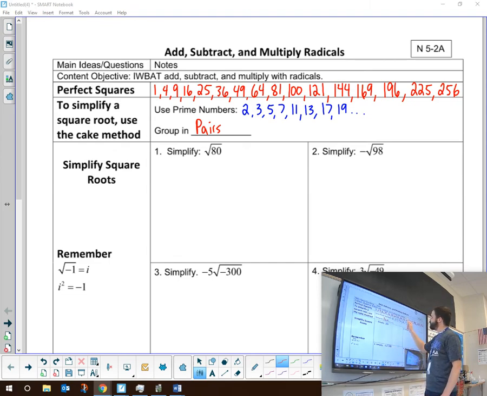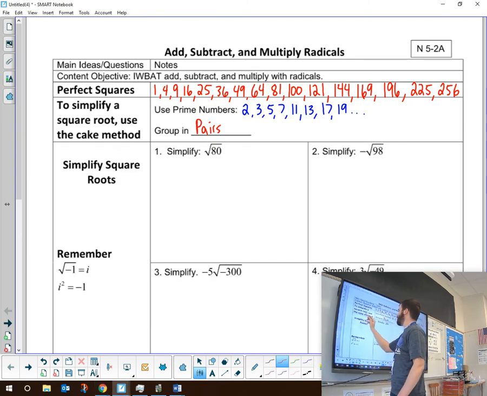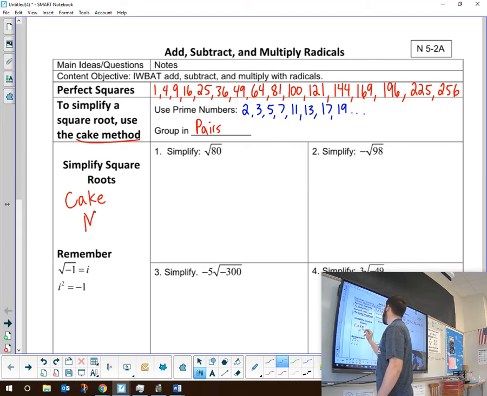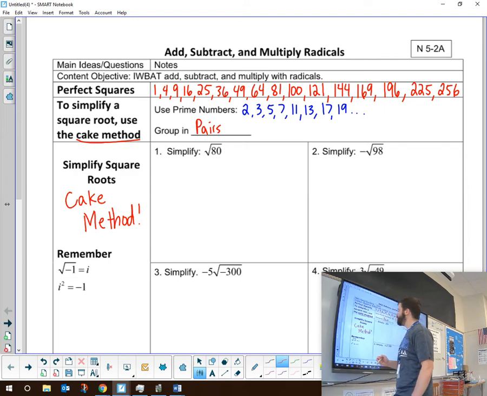Now, we can use prime numbers and what's known as the cake method to simplify our square roots. So we're going to cake it. That's what we're going to do today. It's called the cake method, and hopefully after we do it, it'll make sense why we call it that. But here we go. We can simplify the square root of 80.